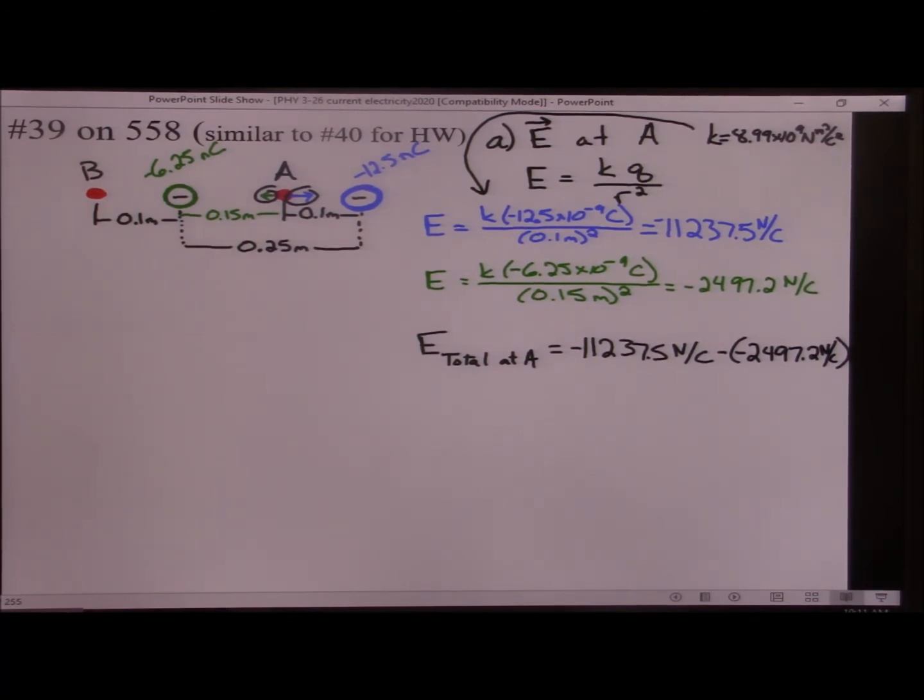And if I combine those two, I'll get an electric field equal to negative 8740.3 newtons per coulomb. Which direction? The direction of the larger, closer charge. This one right here. That field was stronger, remember? So it's going to be going to the right.